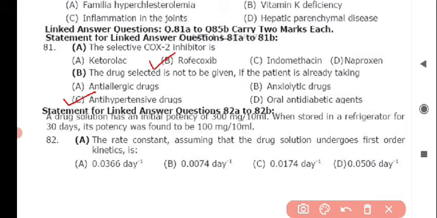Next question is a statement linked question. The statement is, a drug solution has an initial potency of 300 mg per 10 ml. When stored in a refrigerator for 30 days, its potency was found to be 100 mg per 10 ml. Now the question is, the rate constant, assuming that the drug solution undergoes first order kinetics, is, and the correct answer is option A, 0.0366 per day.